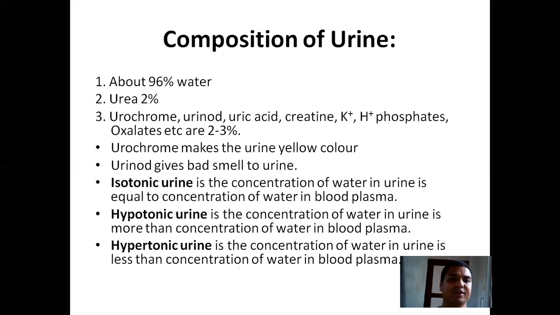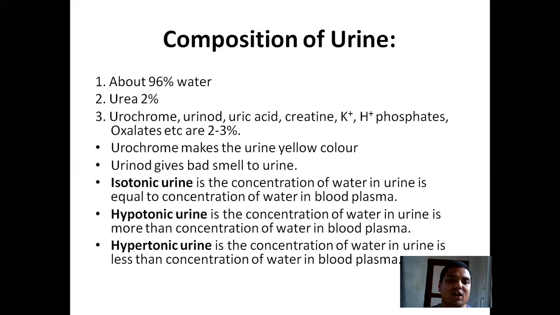Composition of urine. Urine consists of 96% water and 2% urea, with 2% urochrome, urinoid, uric acid, creatinine, potassium ion, and hydrogen ion with phosphates. Urochrome makes the urine yellow in color, and urinoid gives a bad smell to the urine.